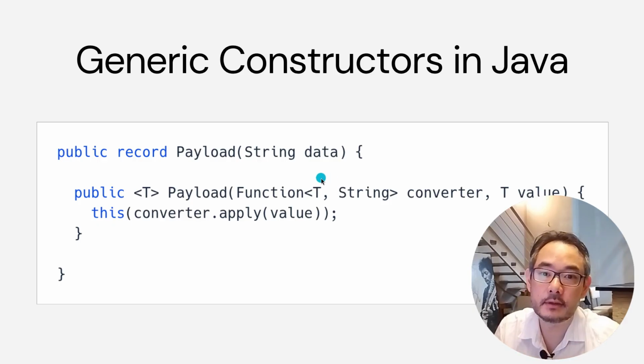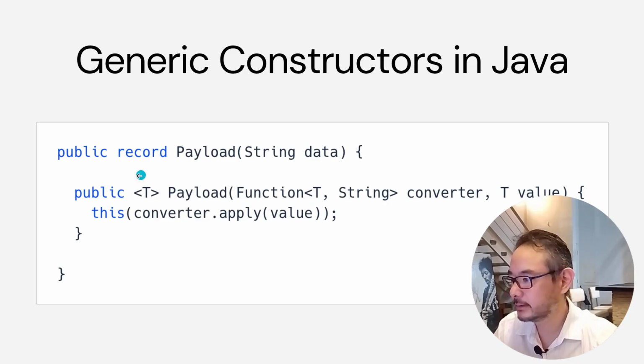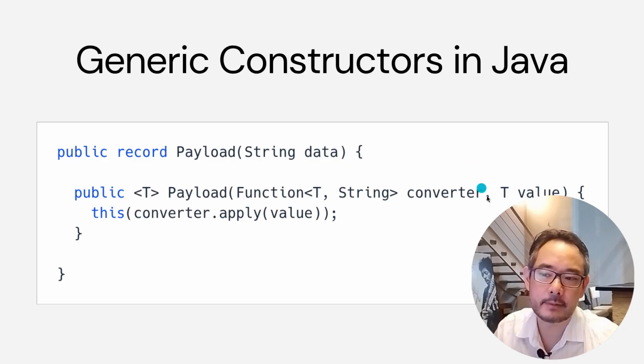Let's say we want to send an order. We need a converter from order to string. And we can use a generic constructor in this case, declaring type T, to ensure that the type of the converter is the same type as the value.